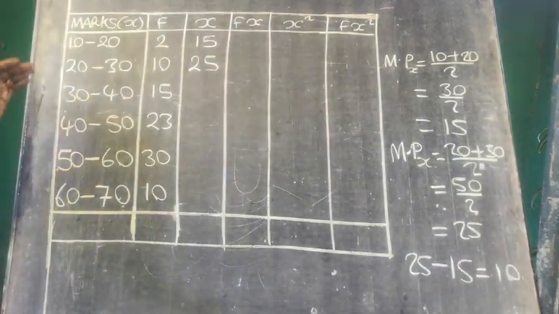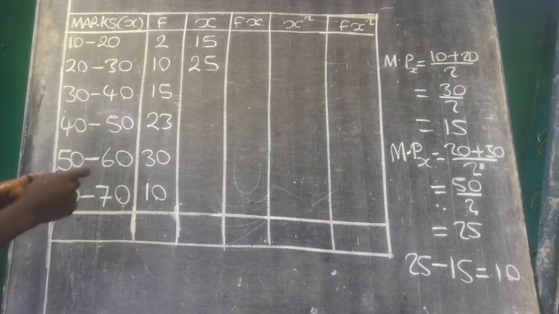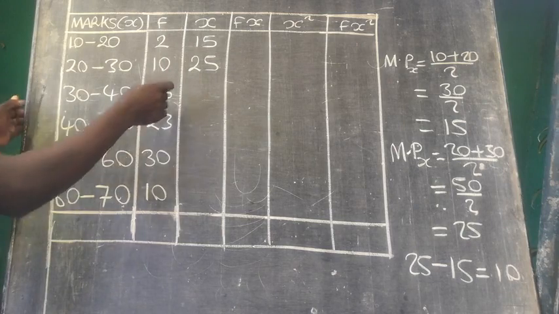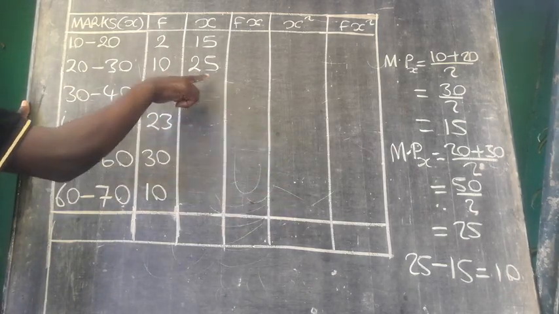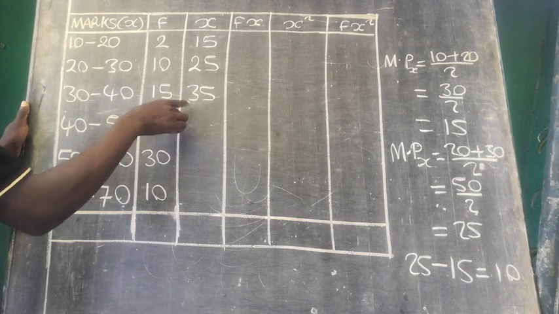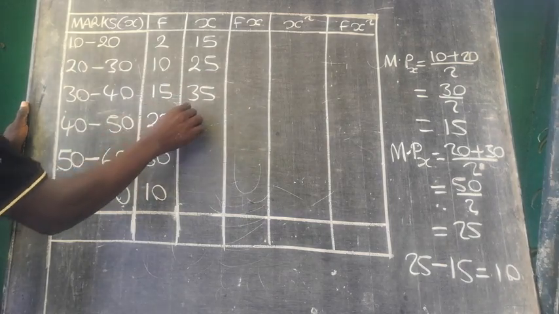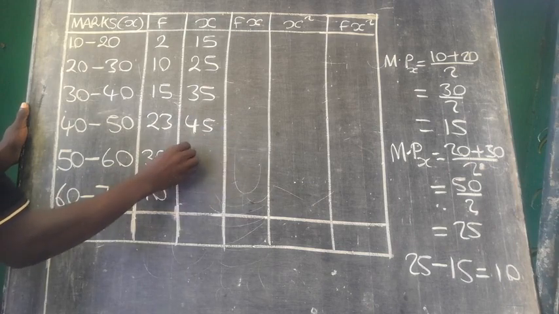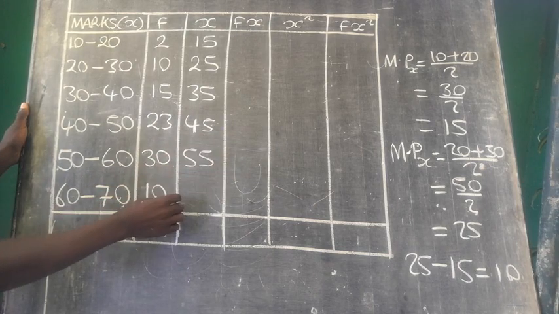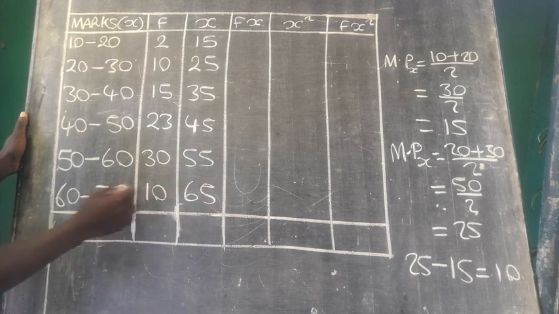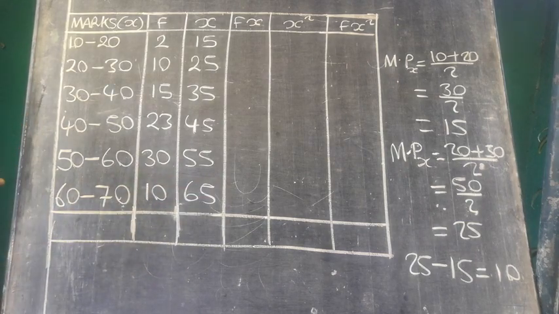Upon knowing the difference, we shall be adding the difference to fill up the remaining rows. So we add 10 to 25, it gives us 35. Then if we add 10 to 35, we get 45. Then 10 plus 45 is 55. 10 plus 55 equals 65. So now we are done with this column.